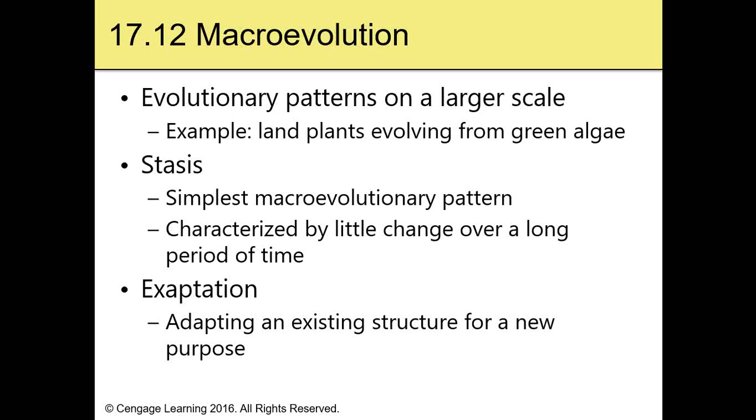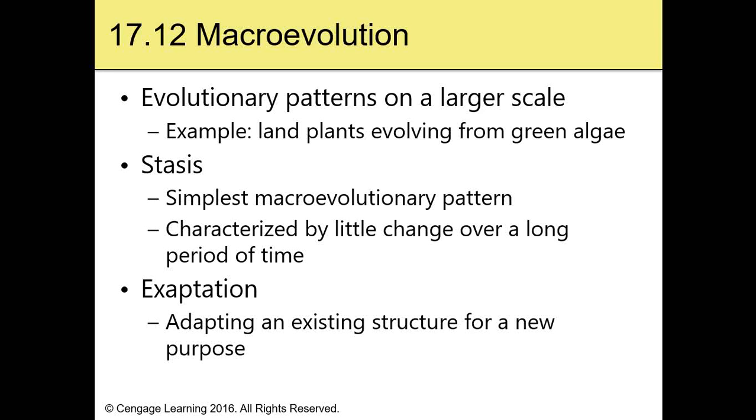When you hear stasis, think static, and so this just means that there's not a lot of change over a long period of time. Cockroaches are basically the same as they are in the fossil record. Same thing with alligators and crocodiles. There have been very, very few evolutionary changes, and what that tells us is that those organisms are already really well adapted to their environment, and there hasn't really been a lot of pressure for them to change.